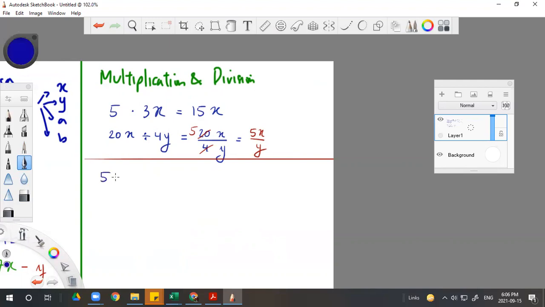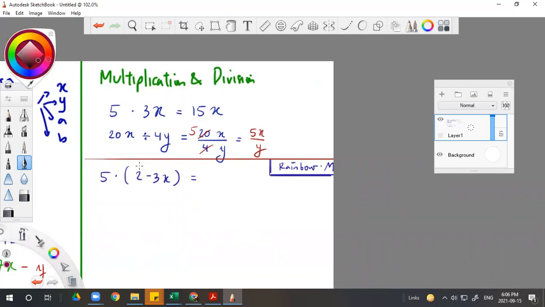For example, 5 times bracket 2 minus 3x. So how do you do this? You have to use what I call the rainbow rule. I don't know what your teacher teaches you, what your method is, but I think this is easier. So you have to multiply with the rainbow rule. Rainbow multiplication. So how do you do the rainbow multiplication?